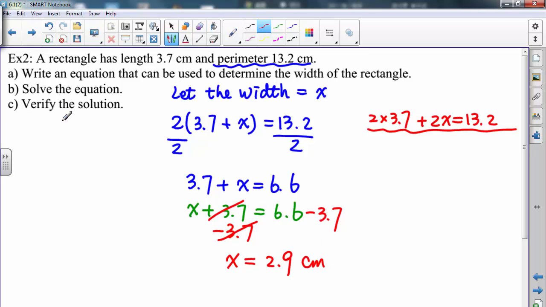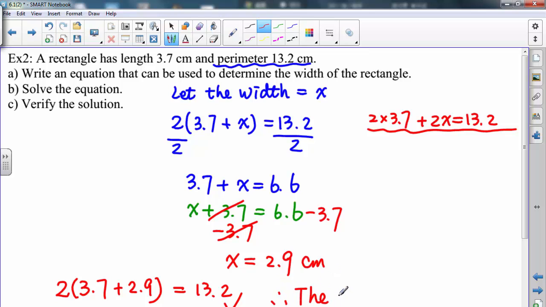Verify the equation, or we can say verify the solution. You can just sub 2.9 into the equation for x to look at if this perimeter is 13.2. If 2 times the brackets 3.7 plus 2.9 equals 13.2, that means your 2.9 centimeters is a correct solution. Then draw a conclusion. The width of the rectangle is 2.9 centimeters.